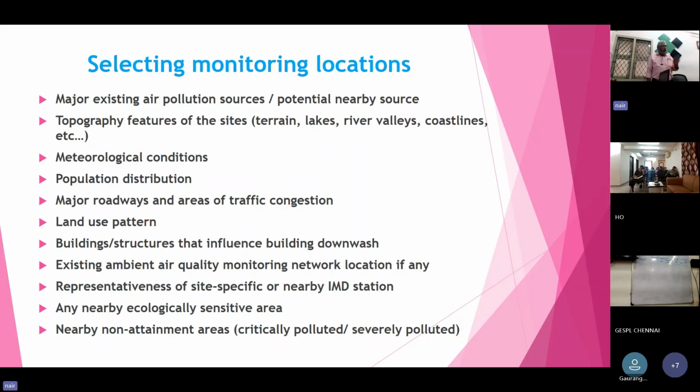That's why I'm telling. When we take the monitoring location for air quality monitoring, we simply say upwind, downwind, crosswind, finished. No. These are very important.